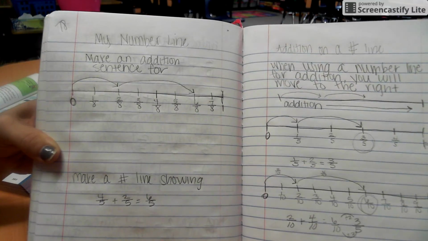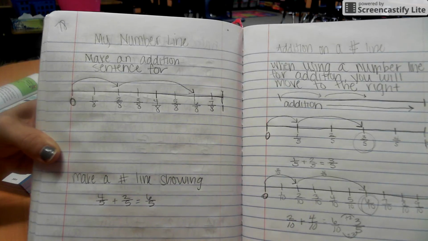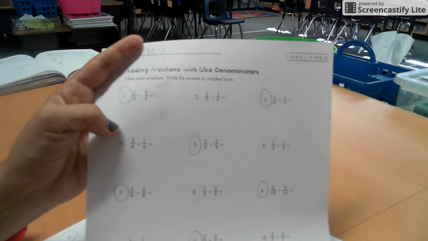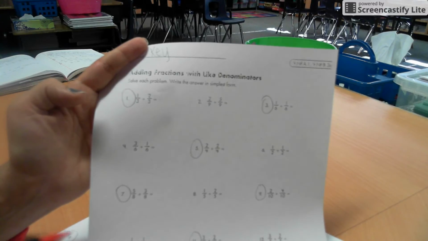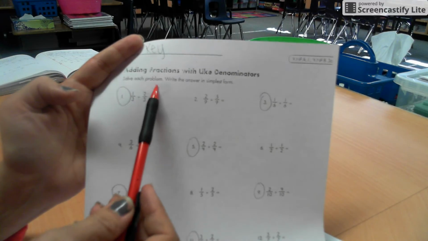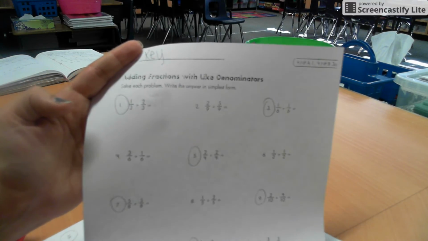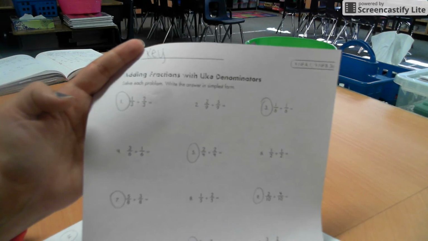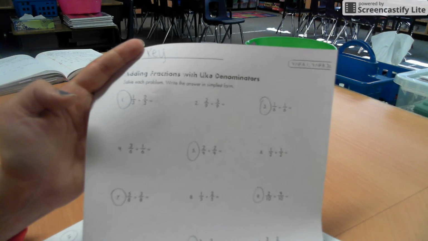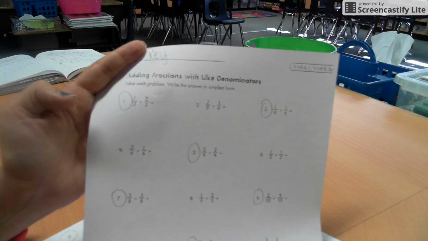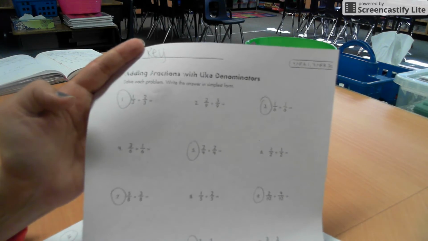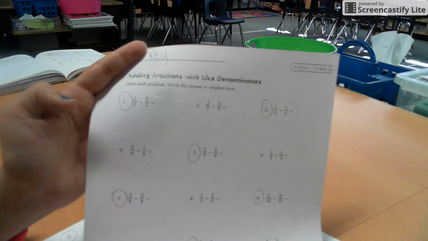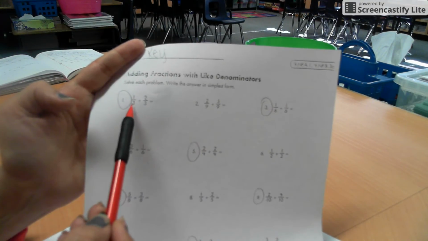So pause if you need to, and then get page 54 and 55. All right, I'm going to start with page 54. The instructions say solve each problem, then write the answer in simplest form. So you're going to have to write your answers in simplest form. So think about if the numerator and denominator are only 1 apart, it's in simplest form. If your numerator is 1 and it's a unit fraction, it's in simplest form. So think about that.